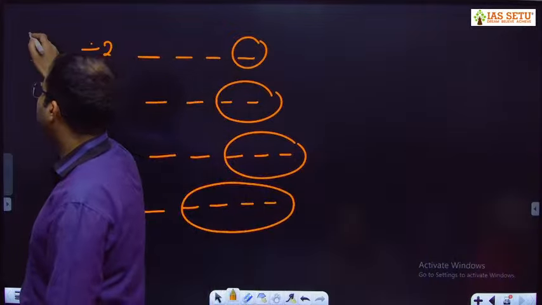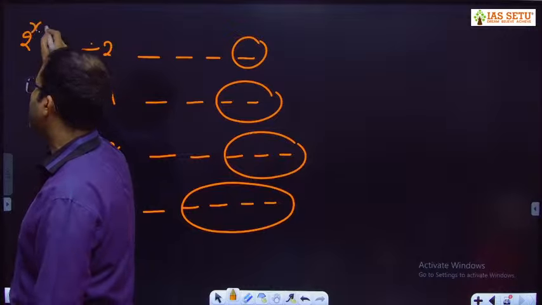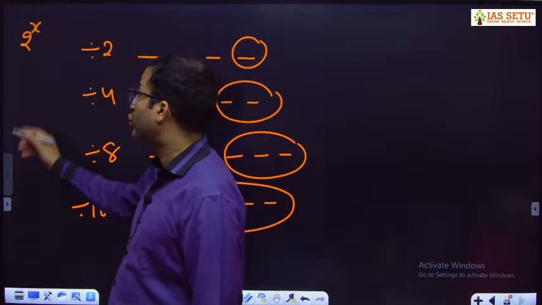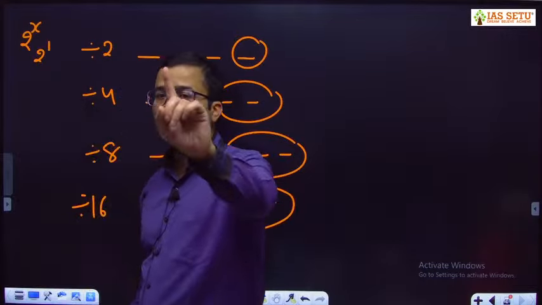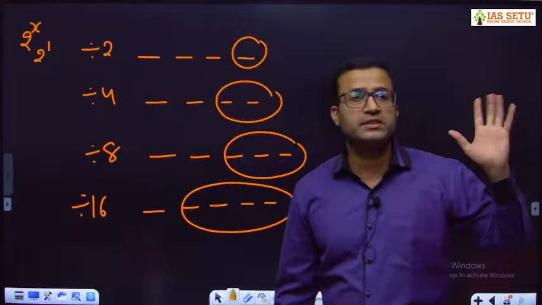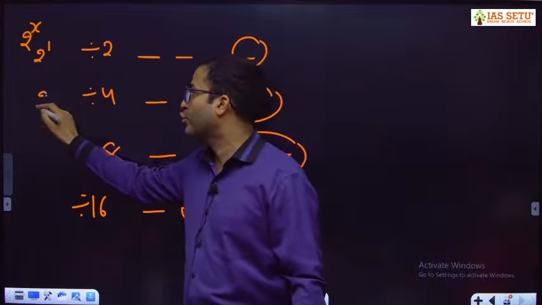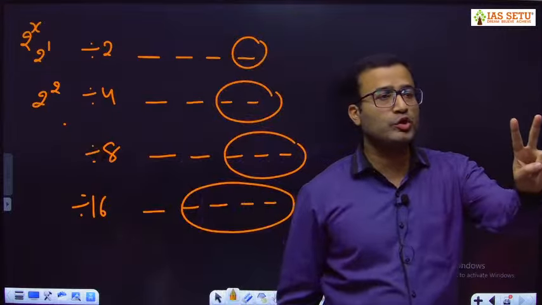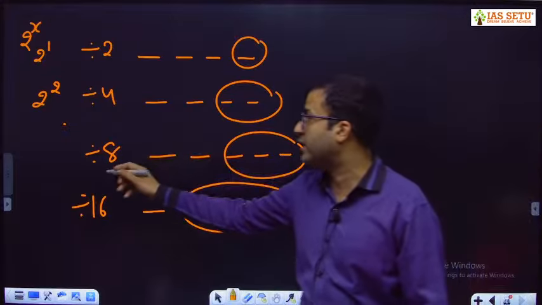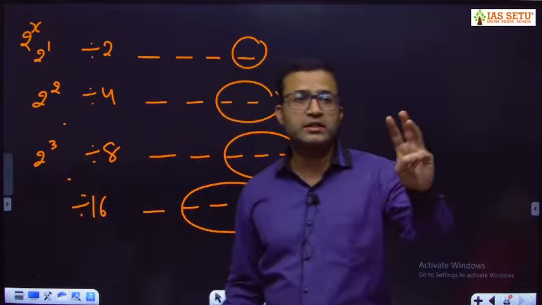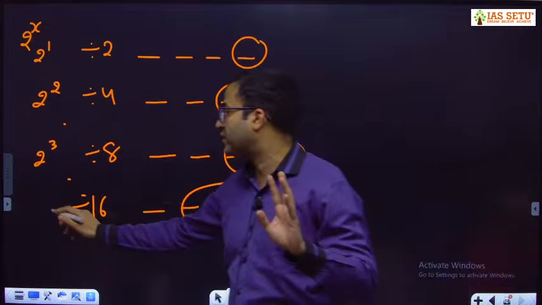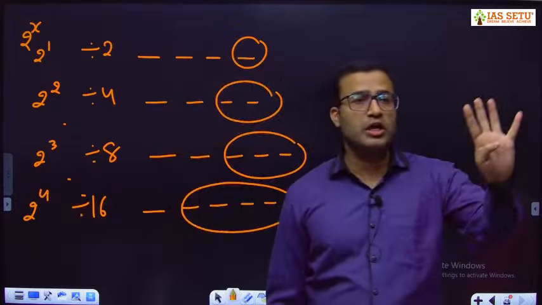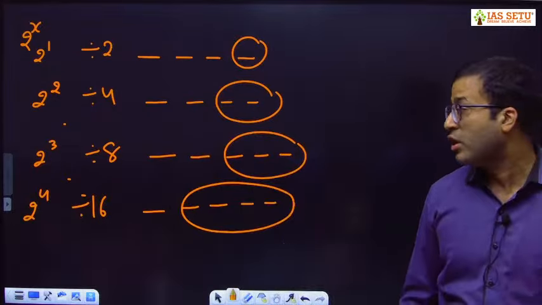Now here it is 2 to the power x. 2 to the power 1, only 1 digit at the end is sufficient. What is 4? 2 square. So the last 2 digits are sufficient. What is 8? 2 cube. The last 3 digits are sufficient. 16 is 2 to the power 4. So the last 4 digits are required.